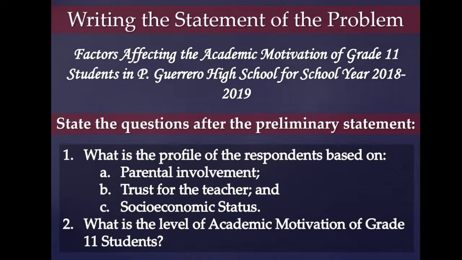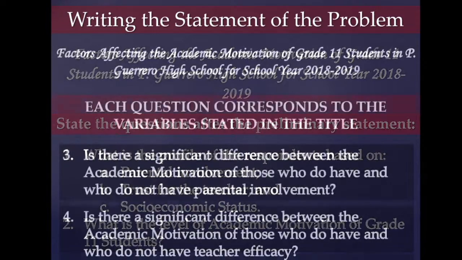Correct. It is academic motivation. It is for this reason that the second question is asking about the academic motivation of the respondents. So see, the questions follow the sequence of the variables that we have written in our title. So the key here is always the consistency of the researcher.